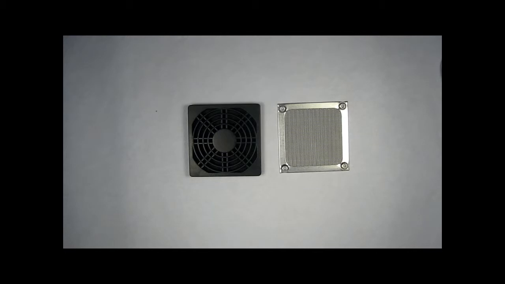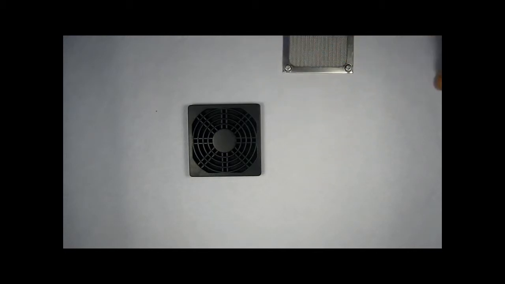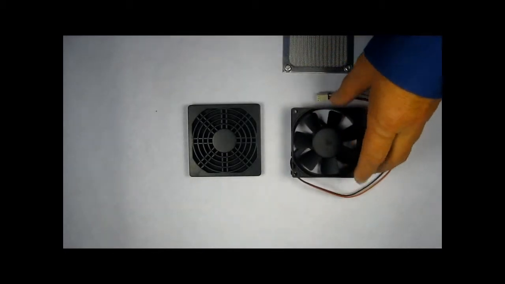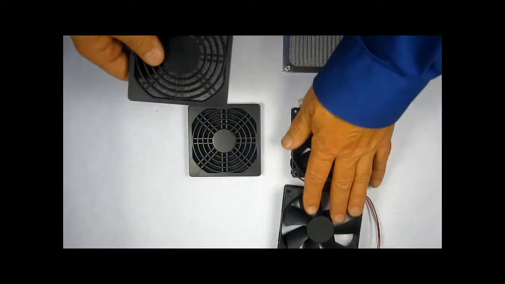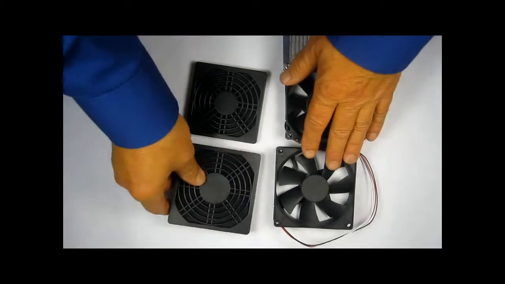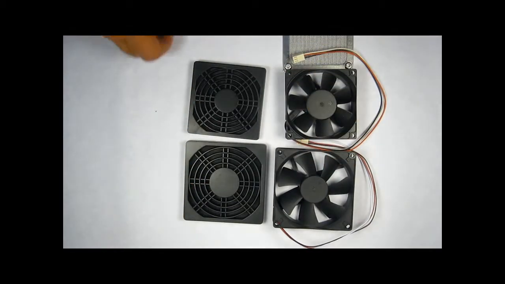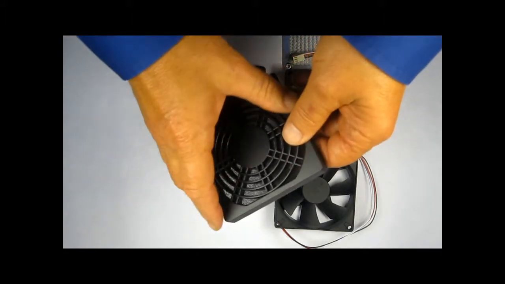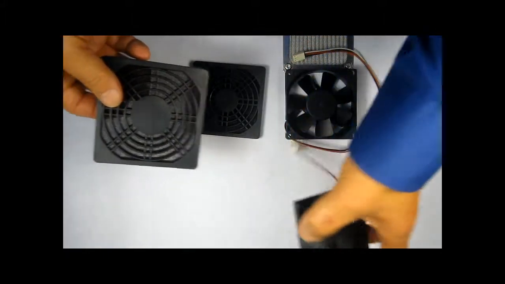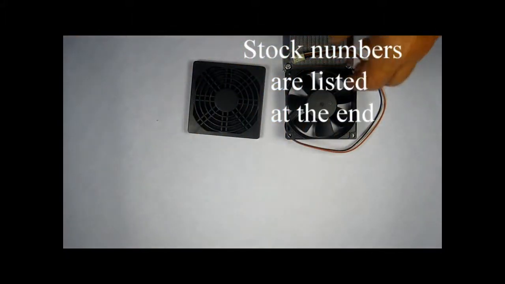The fan is sold in standard sizes. Here we have an 80 millimeter fan, and so we sell an 80 millimeter fan filter. If you buy a 92 millimeter fan, you would buy a 92 millimeter fan filter, and so forth. You'll find these in the accessories portion of the store.